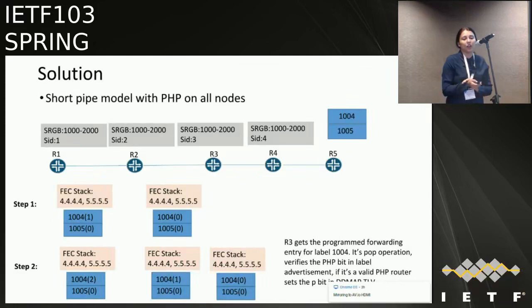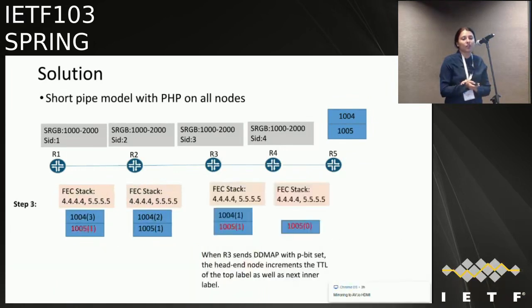So at R3, when the label is popped, label 1005 would be exposed on R4, which has a TTL of 1. Now the next step, R4 would look into the packet because the TTL expires, and R4 will say egress, and then you increment the TTL of the bottom label to 2, so you go sequentially from R4 to R5.